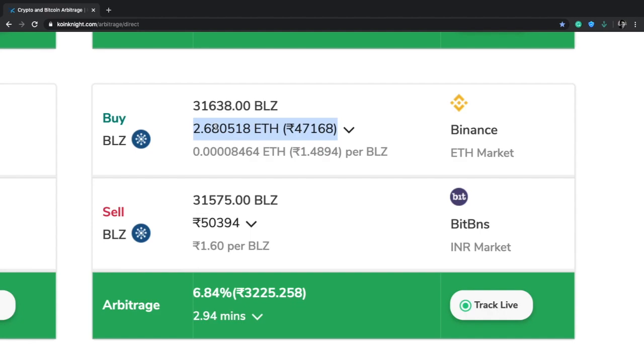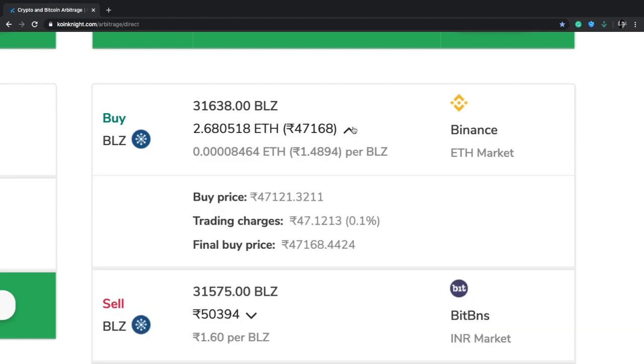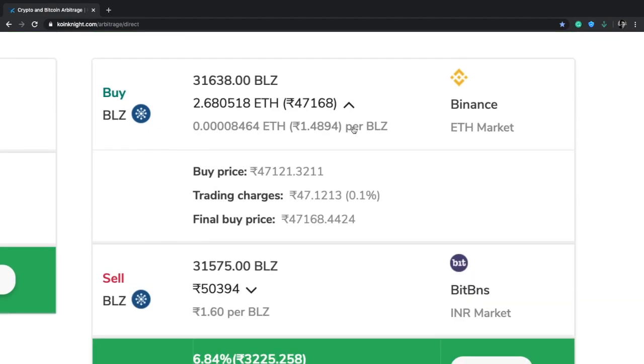Now, you can also track the exact charges breakup by clicking on this dropdown. As you can see, the actual buy price for 31,638 units of Bluezell coins is 47,121.3211, and this is excluding trading charges. The trading charges incurred will be 0.01%, and this is around 47.1213 INR, and this gives you the total amount of 47,168 INR.